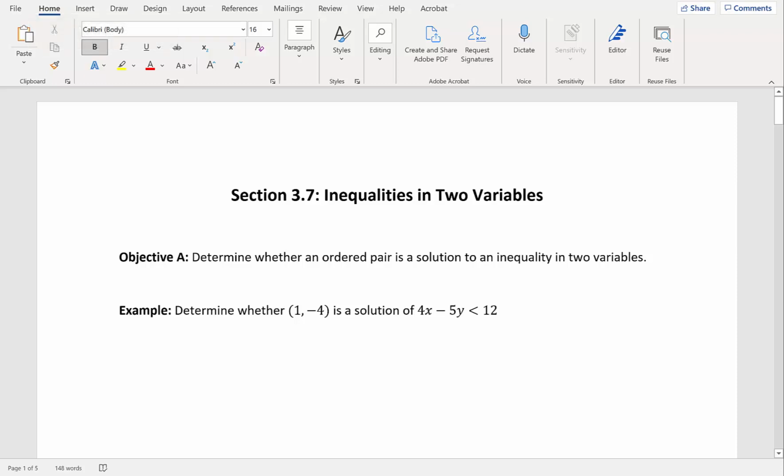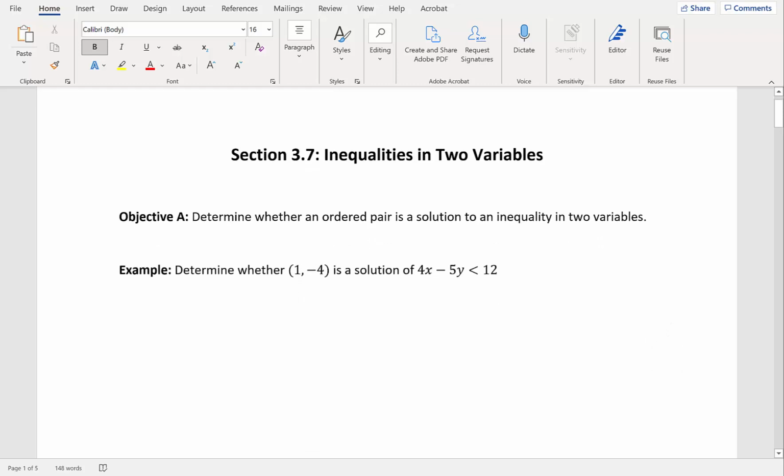In this video, we're going to take a look at section 3.7, which is on inequalities in two variables. Now, our first objective here is to determine whether an ordered pair is a solution to an inequality in two variables. Let's take a look at an example. Determine whether (1, -4) is a solution of 4x - 5y < 12.